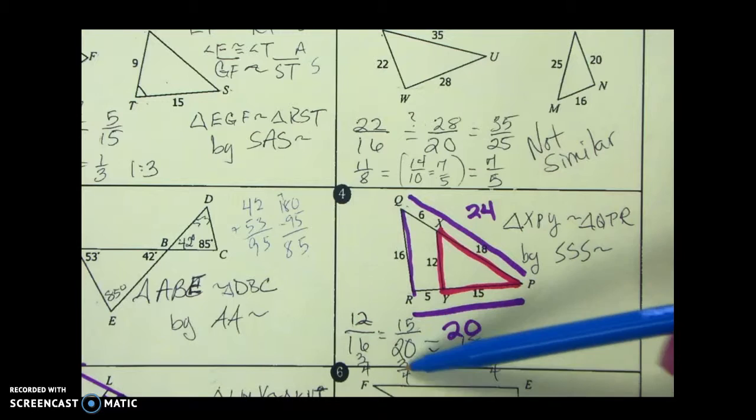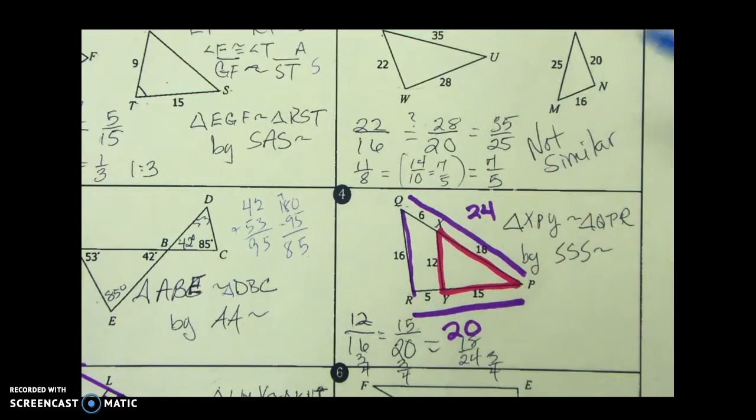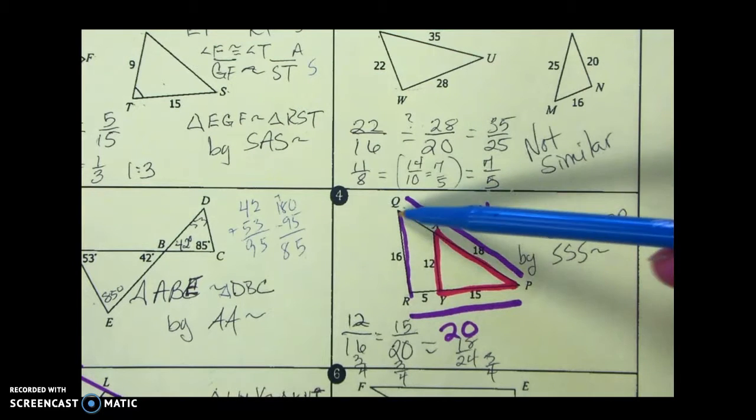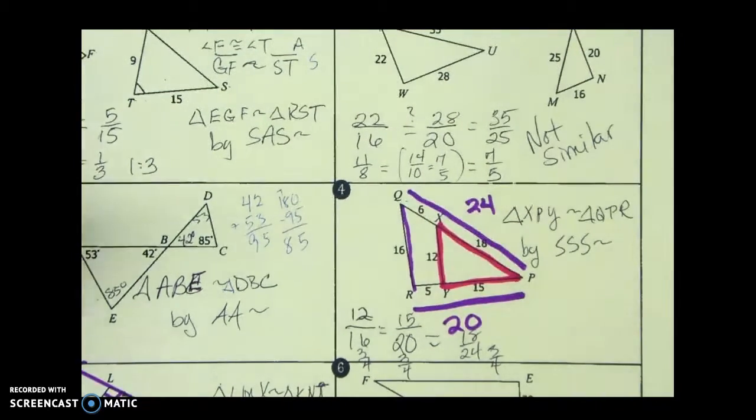So I can see there's a consistency with the proportionality in the ratios. So therefore, triangle, now I've got to line it up correctly. X, P, Y is similar to triangle Q, P, R by side, side, side. I compared all 3 sides, so that makes it a side, side, side.